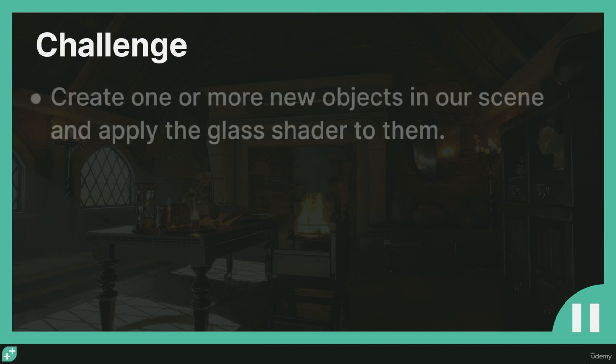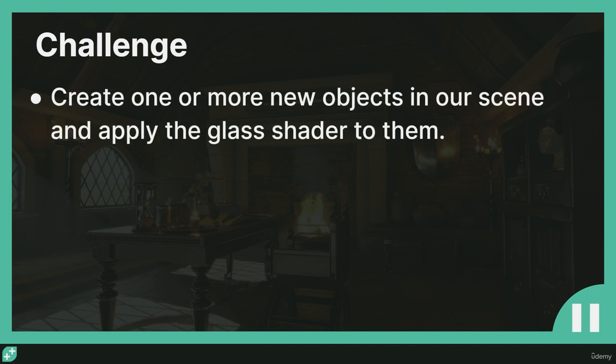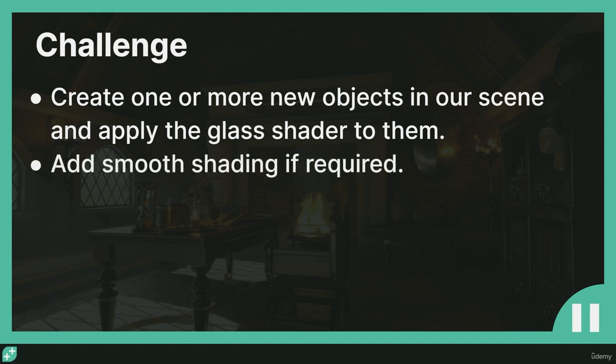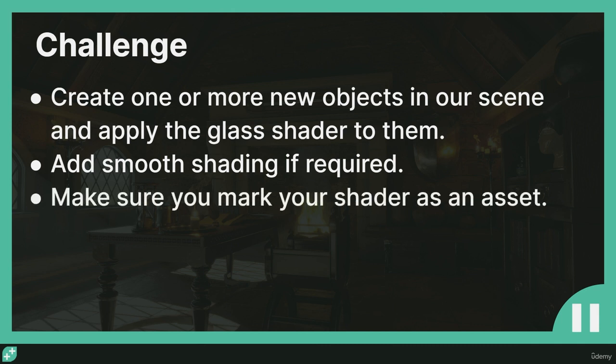Okay, so it's challenge time. Your challenge in this video is to create one or more objects in your scene and apply the glass shader to them. Now you can choose any object you want. You can stick with a sphere, you can use cubes, cylinders, toruses. You can do something a little bit more complex if you want to. You could even add modifiers to those objects to create some beveled edges, to add subdivision surface to make your object even smoother. Just remember to add auto smooth or smooth shading to your object so you don't get facets on your final render. And also make sure to mark your shader as an asset so you don't lose that, and save your file.